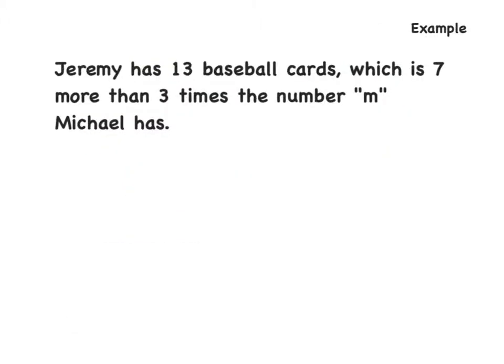So here's our first example. Jeremy has 13 baseball cards, which is 7 more than 3 times the number M that Michael has. So we just need to set up an equation. First step, define the variable. Well, here's our variable right here. We're going to be using M. So what does M equal? M equals the number of cards Michael has.